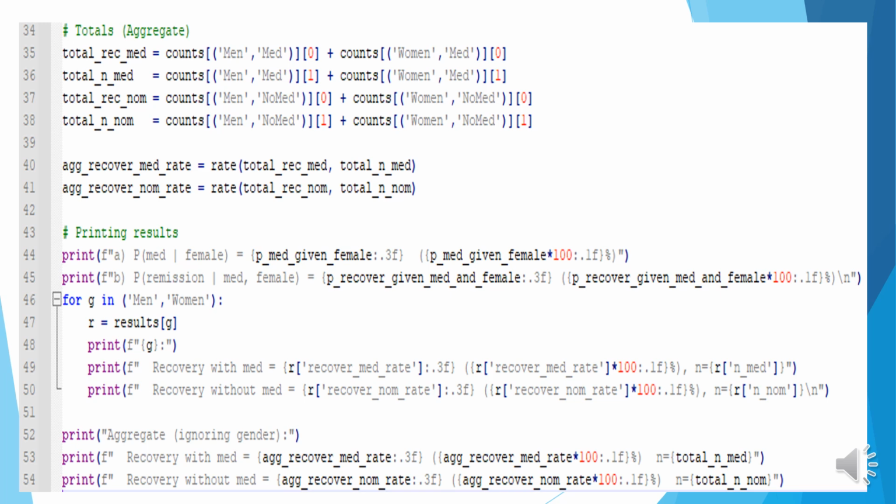This is a screenshot of the Python code, and this part of the code totals the number of men and women to get the total number irrespective of gender. So it does not take gender into consideration. Then it calculates the aggregate recovery rate, which is an example of Simpson's paradox. Here the results say otherwise: the recovery rate of people on medication is lower and the recovery rate of people without medication is higher, which cannot be true.